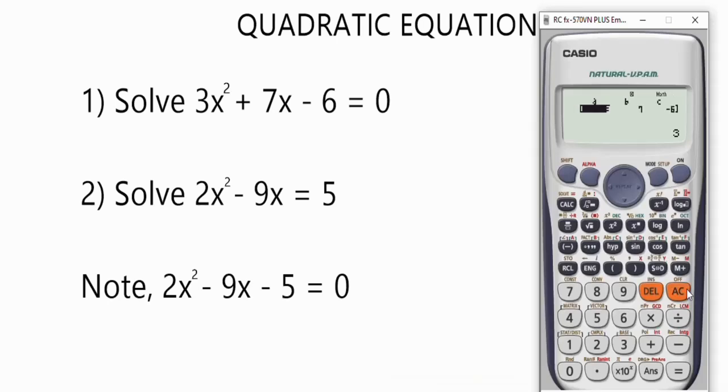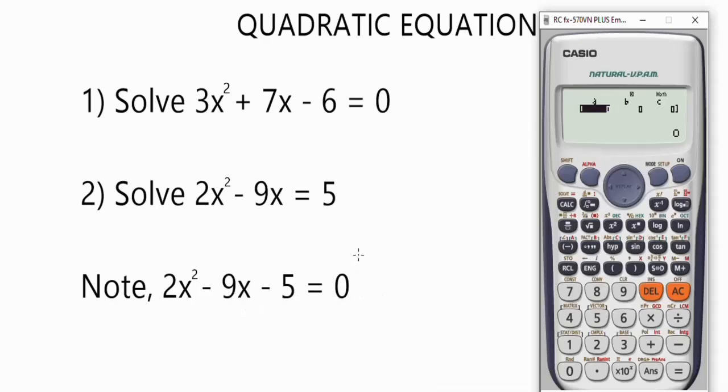So let's remove this. Okay, let's just press the AC button to remove the values we have inputted already, to make everything look empty. Alright, so the boxes are now appearing empty. So question 2 says solve 2x squared minus 9x equals 5. If you notice carefully here, you will see where I wrote the note: 2x squared minus 9x minus 5 equals 0.